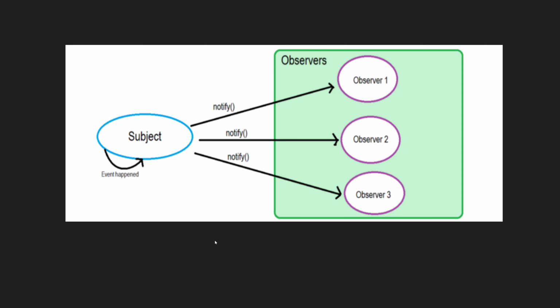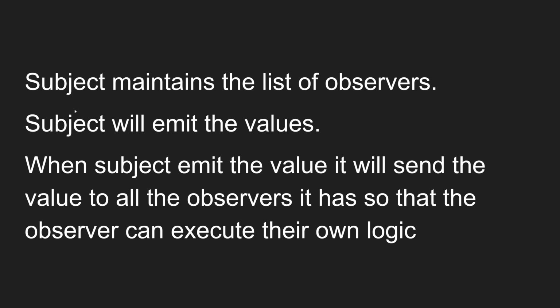So one subject will be there who will be sending the data, and the observers are registered in the subject. Whenever the subject emits the data, or otherwise broadcasts or sends the data, each observer will get notified. So this is a simple observer pattern. Now you need to understand the main point. The subject maintains the list of all the observers. Whoever wants the data from the subject needs to register in the subject, so the subject maintains the list of all the observers.